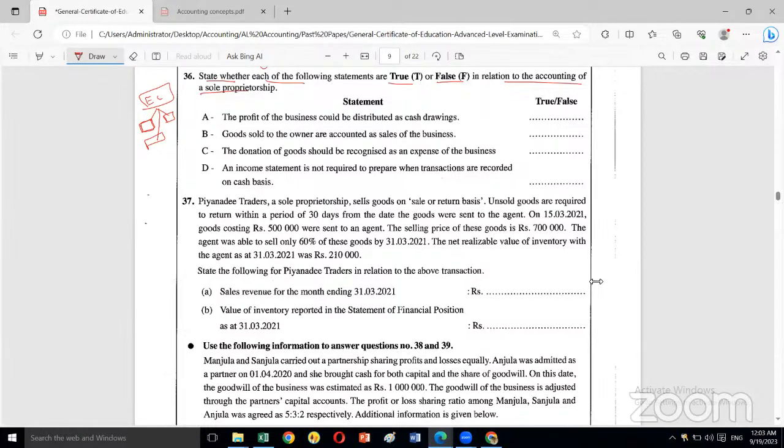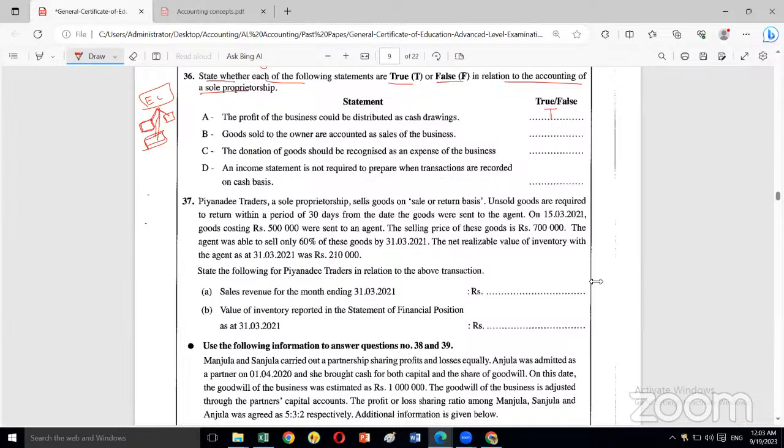If I am getting some economic benefits, some profit, I can purchase some asset for my business. Or I can settle the business liabilities. Or I can take that money for my personal use. That is what we call drawings. The profit of the business could be distributed as cash drawings. Is it true, Putta? Yes, true.